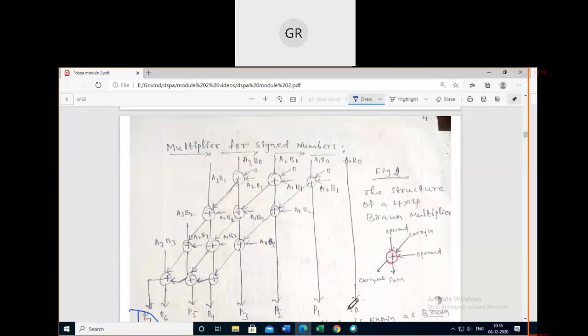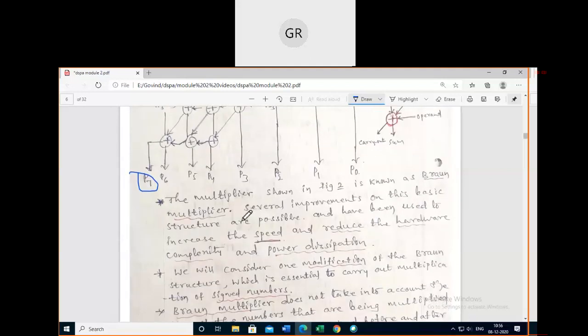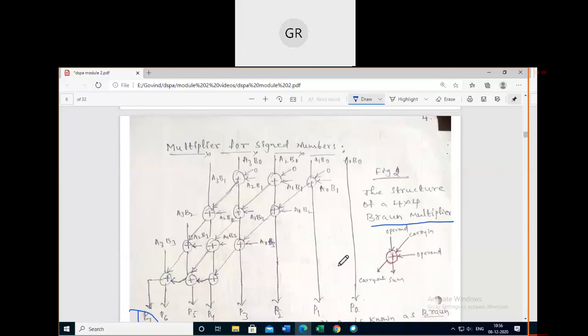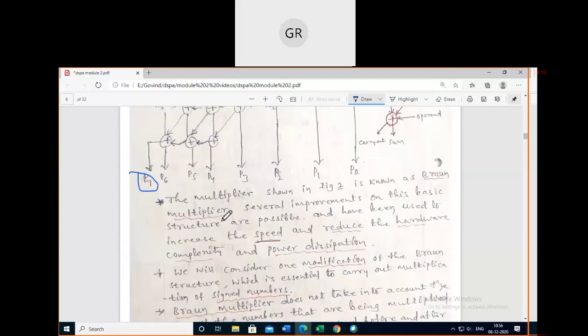The structure is called the Braun multiplier. The multiplier shown in this one is known as the Braun multiplier. Several improvements on this basic structure are possible and have been used to increase the speed and reduce the hardware complexity, and also one more parameter is added here, that is power dissipation. We can reduce the hardware complexity and power dissipation, and also we can increase the speed.